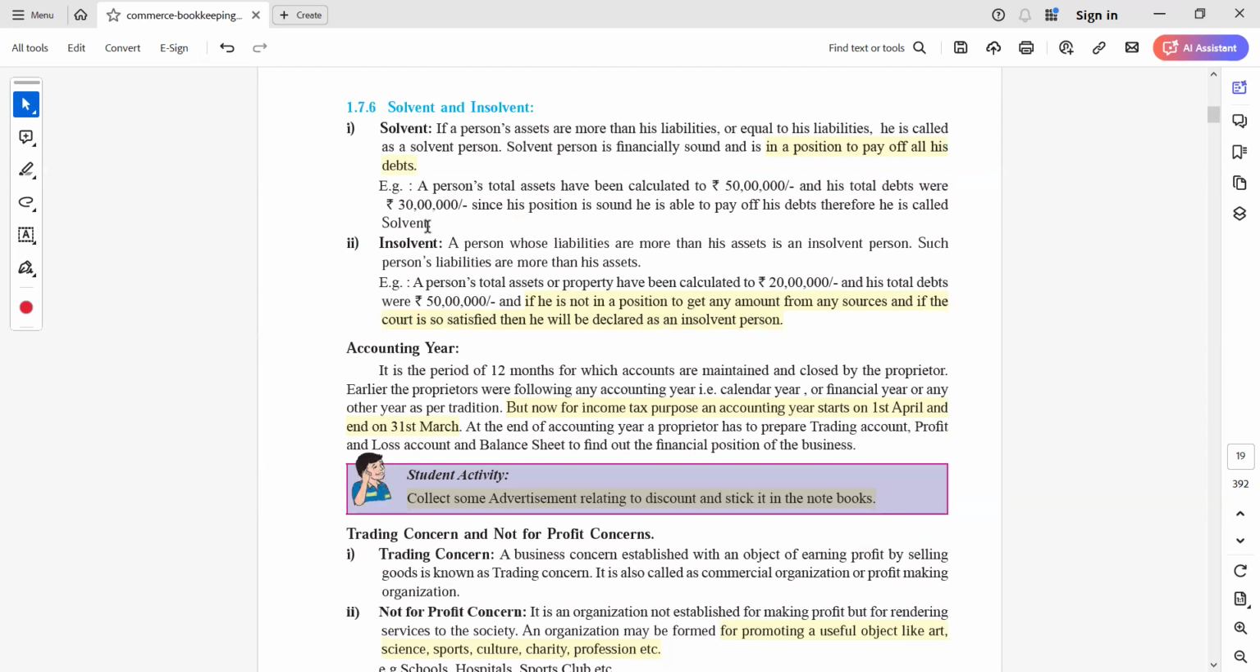I forgot his name. Maybe I'll let you know afterwards.